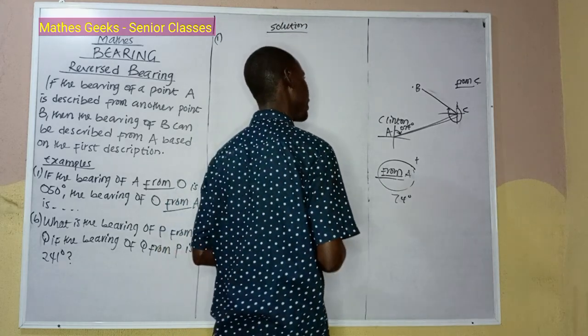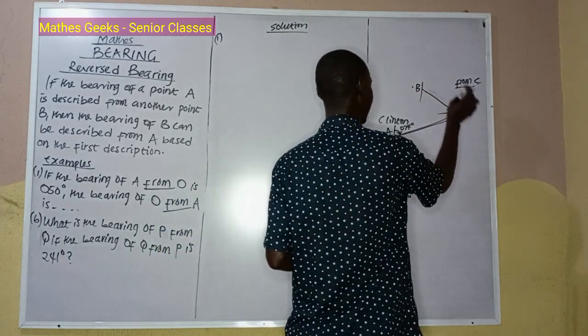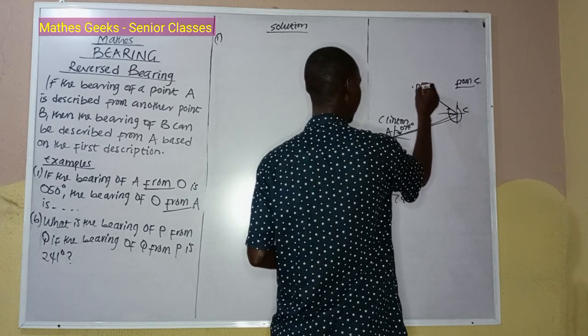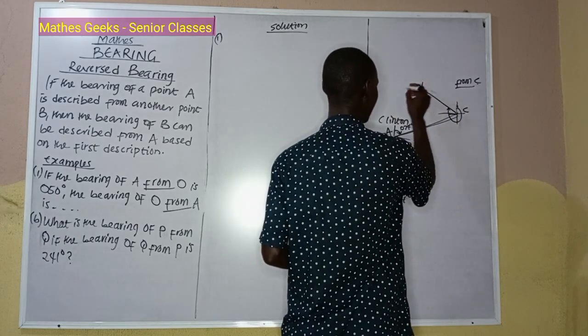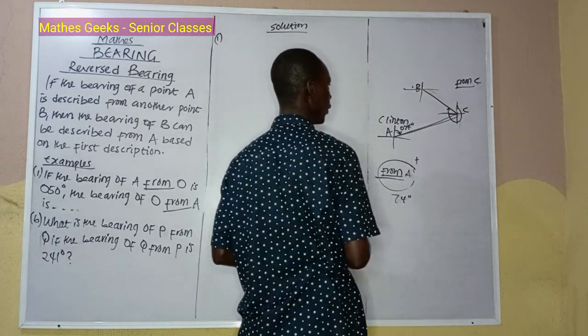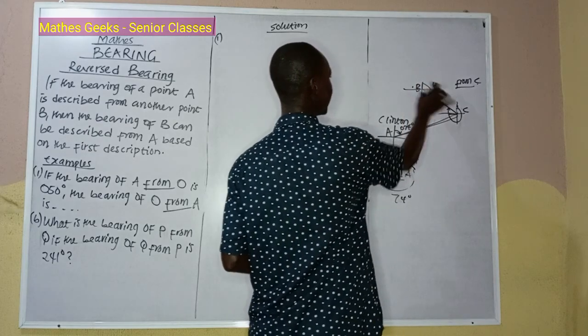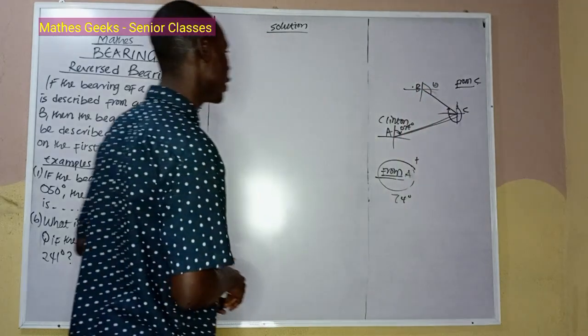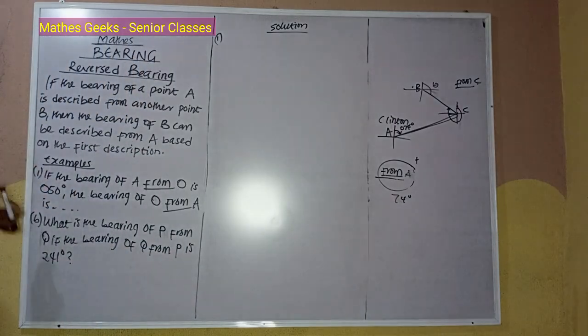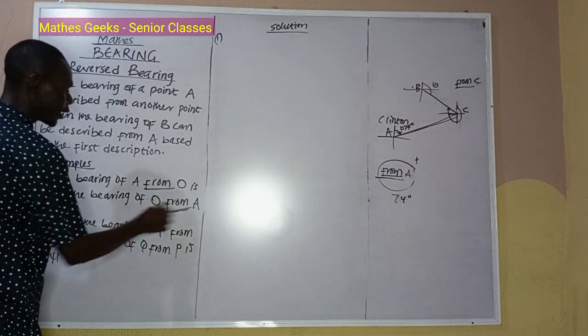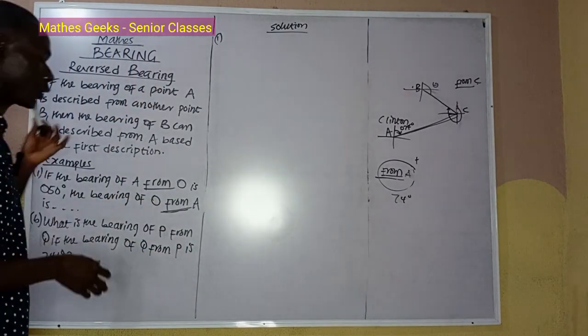But if the question says the bearing of C from B, it means you're going to plot your direction from the point B. So from B, from the north to this line, whatever the angle is, that's the bearing of C from B. So always take note: the key word in bearing is this word "from." Always, that's where the reference is, so we don't have a problem plotting our direction.